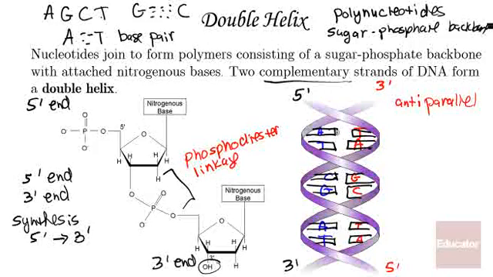Now, hydrogen bonding occurs between these base pairs, and that's what holds this helix in its structure. And you'll notice up here that I showed 3 dotted lines between G and C, whereas there's only 2 dotted lines between A and T. And that's because AT forms 2 hydrogen bonds with each other, whereas G and C form 3 hydrogen bonds with each other.